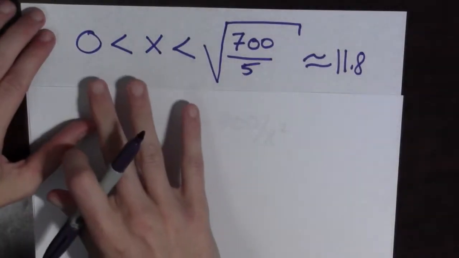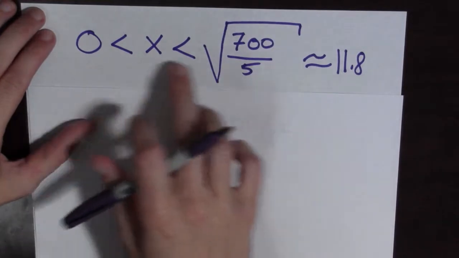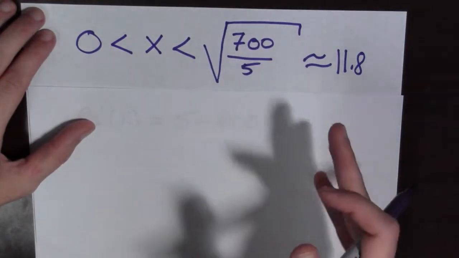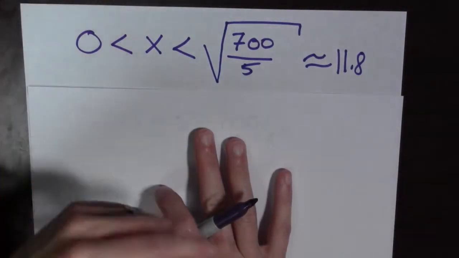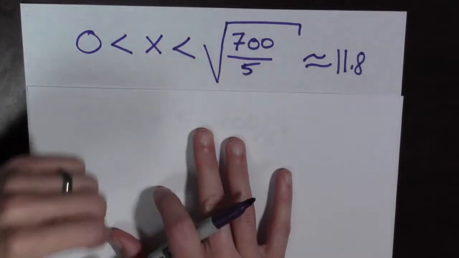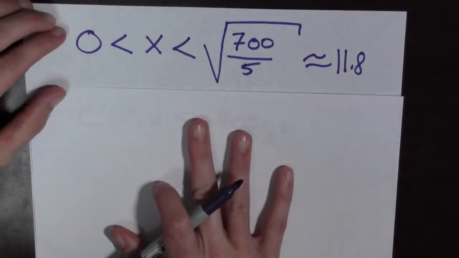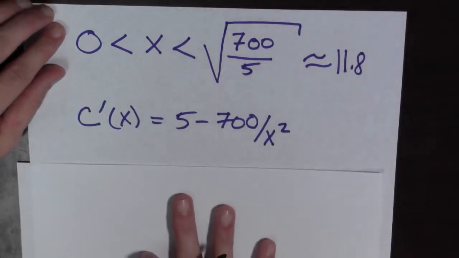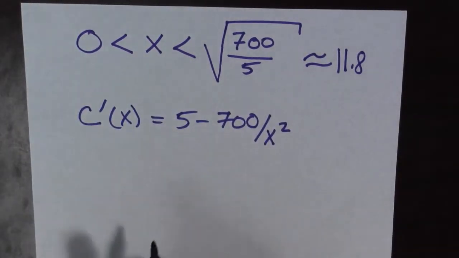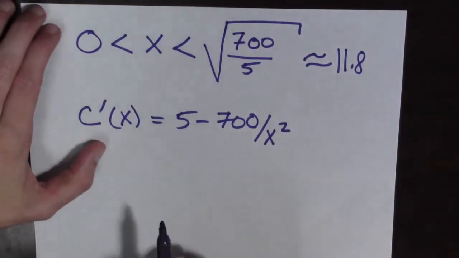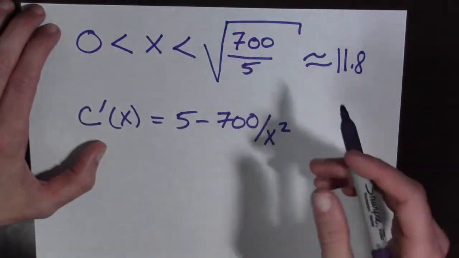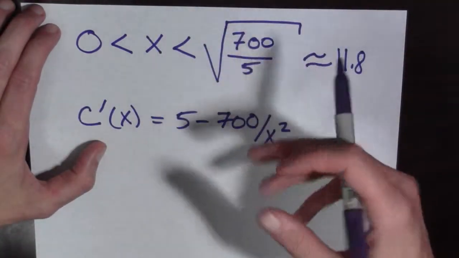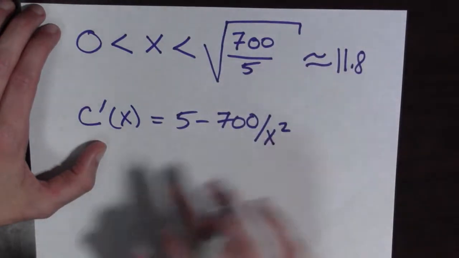Why does this work? What's going on here? So a former student says that if x is between 0 and the square root of 700 over 5, which is around 11.8, then we should raise x to decrease cost. Well, why is this? We should look at the first derivative again. We know that c prime of x is equal to 5 minus 700 over x squared. If we plug this number in for x, we're going to square this, remove the square root, the 700s are going to cancel, the 5s are going to flip, and we're going to get 5 minus this.